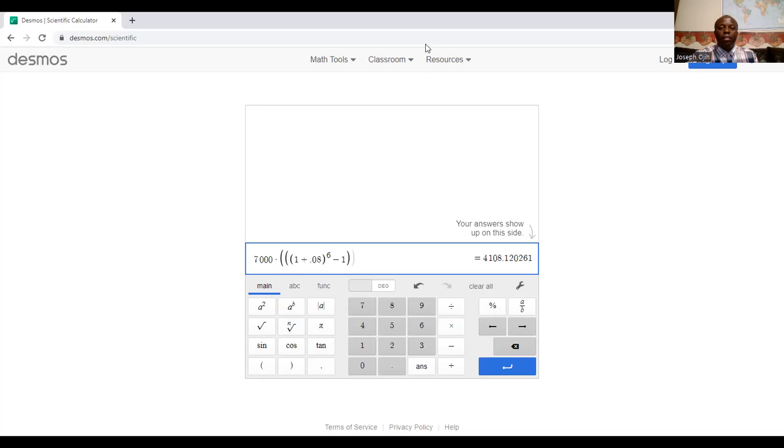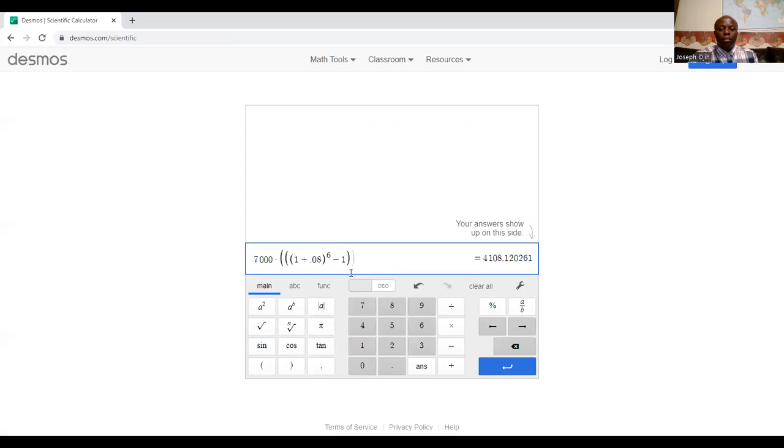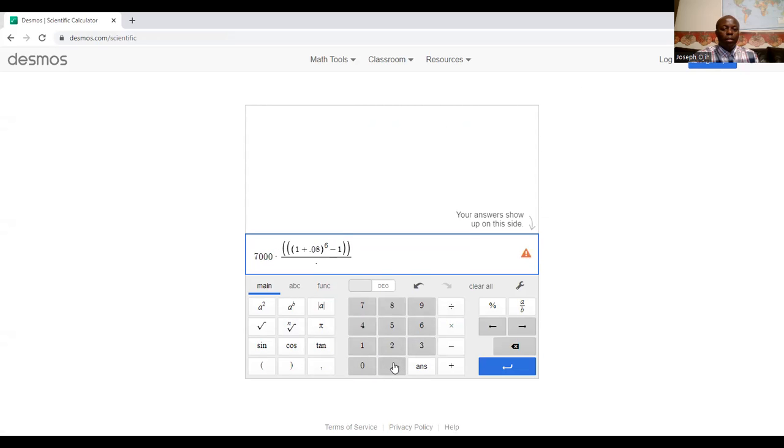Then divided by r. Remember, divided by r, because if you look at the formula, it says divide everything by r after you put this part in. So divide by r. I'm going to close it and divide by r, which is point. I think I made a mistake. I'm going to put the division here.